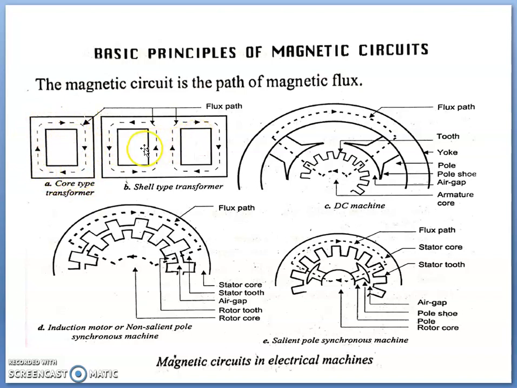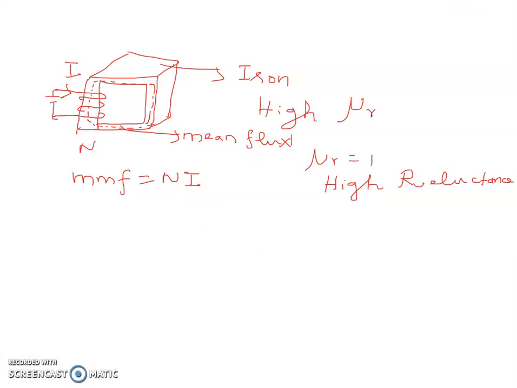And the second case is the shell-type transformer, wherein the coil is at the central limb. The flux established by this coil will take two paths. One is through the outer limb on the right and another is through the outer limb on the left-hand side. So there are two magnetic flux paths in the shell-type transformer. That can be represented like this. We have already studied these things when drawing the magnetic circuit.